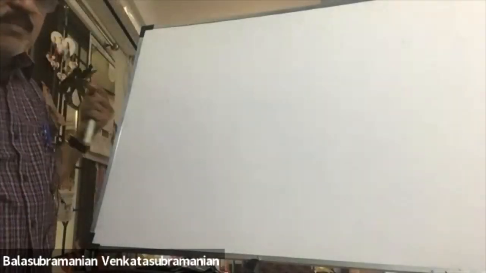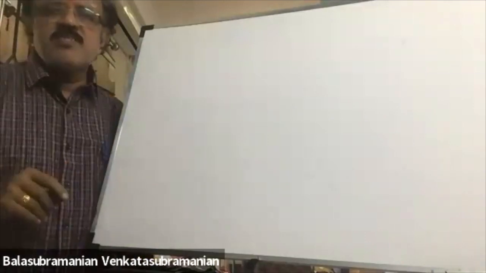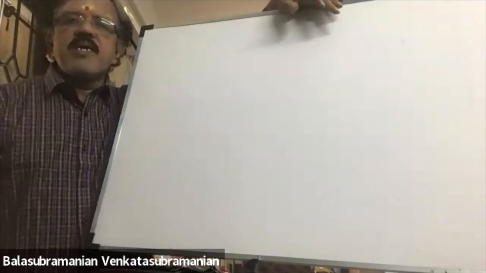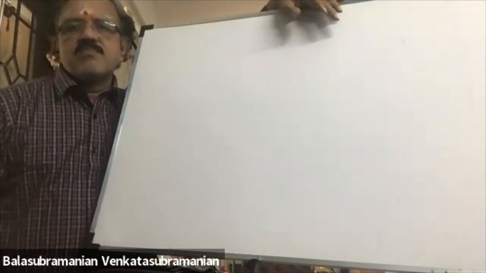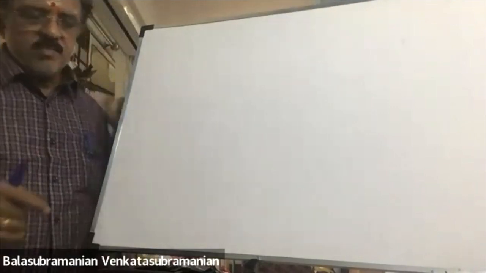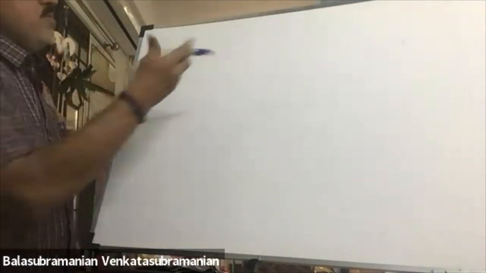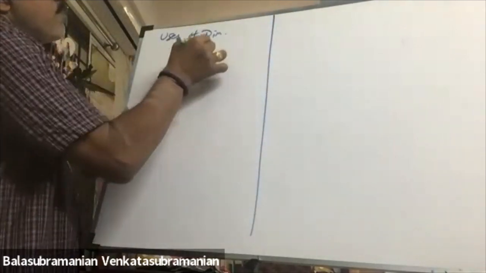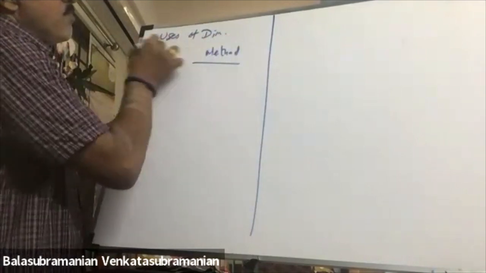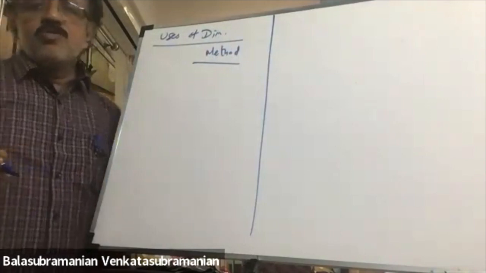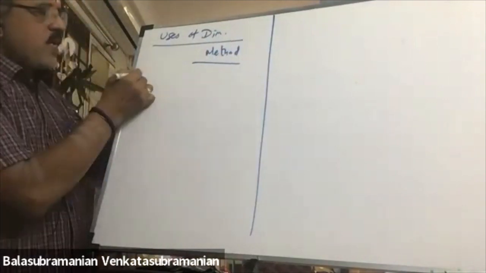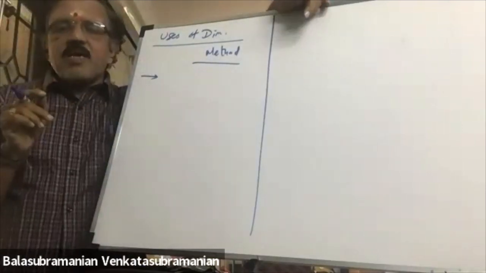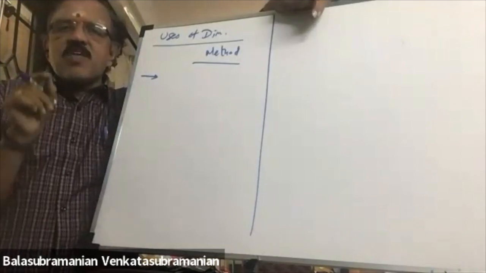Now, we will take some example problems for dimensional method. Before that, we have to tell what are the uses and limitations of dimensional method. Uses of the dimensional method. First one, dimensional method can be used to check the correctness of the given equation.